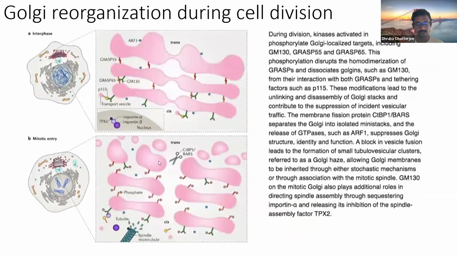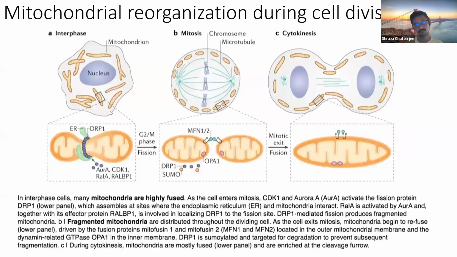And that is true for the Golgi apparatus as well. In case of the Golgi apparatus, for example, these GRASP proteins, which play an important role in the stacking of the Golgi, get dissociated from the Golgi apparatus. The Golgi gets fragmented into much smaller vesicles, which are eventually actively segregated between the two dividing cells. And same for the mitochondria.